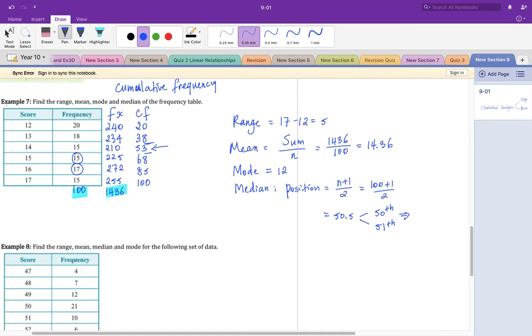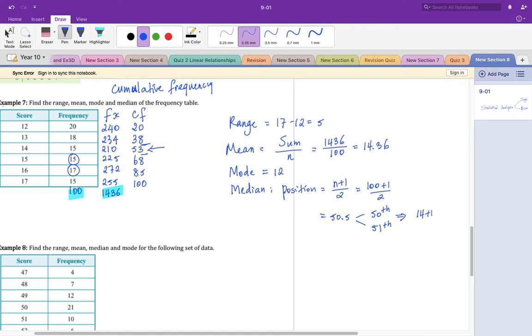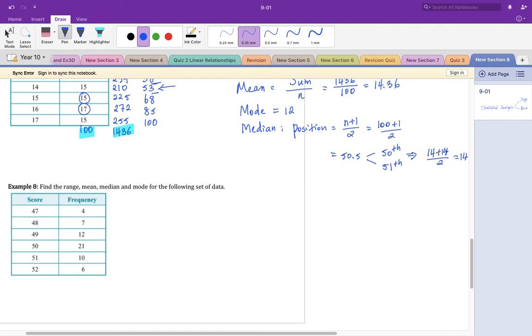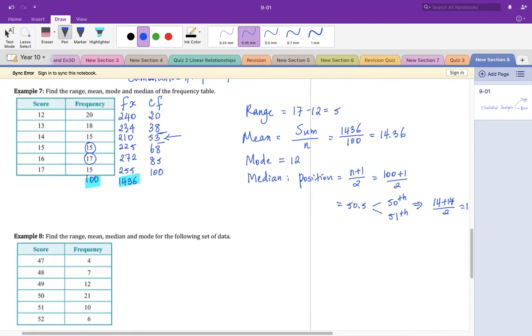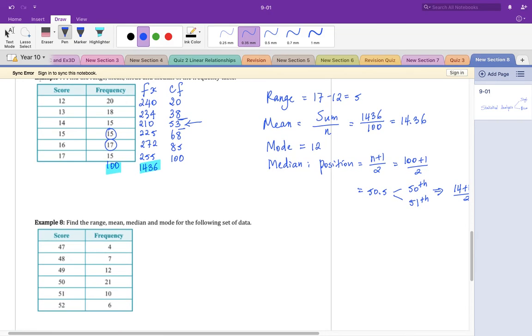So that means the median is 14 plus 14 over 2, which is still equal to 14, right? I'm just doing the average thing for formality, really. So the median is 14. And yeah, that's everything I need. So now I want you to pause the video for a little bit and try to do example 8 yourself using the same method that I applied for example 8.